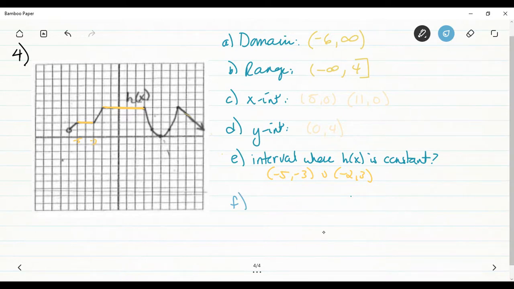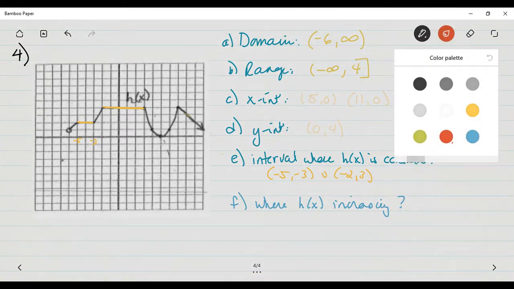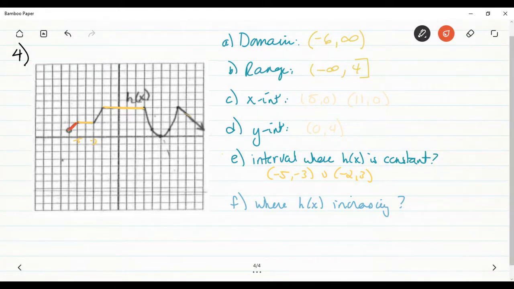Part F, we want to know where h of x is increasing. Looking at our picture, increasing means going up. So starting on the far left, where are we going up? We're going to trace over it. We're going up here from -6 to -5. So there's our first piece.